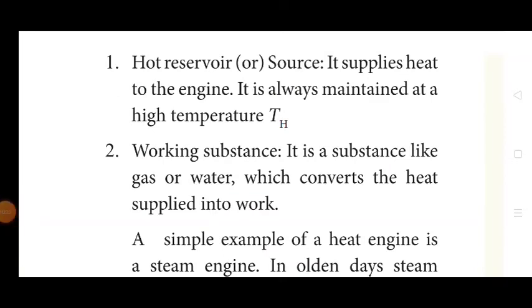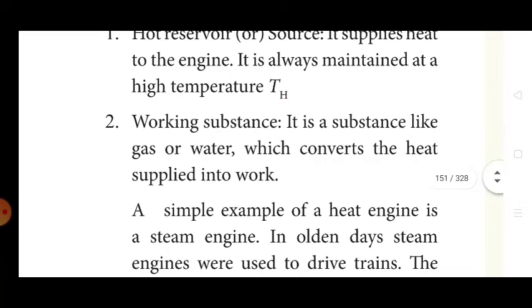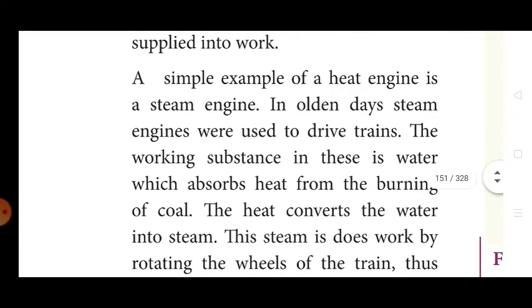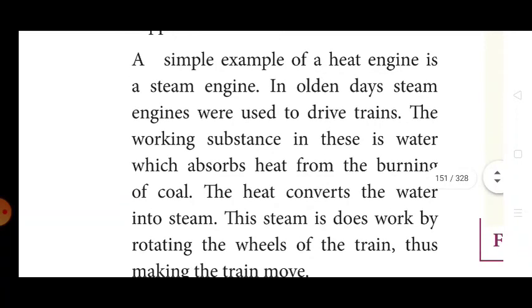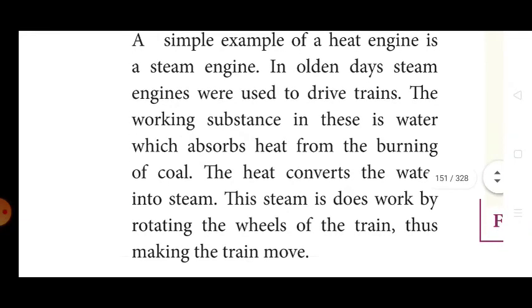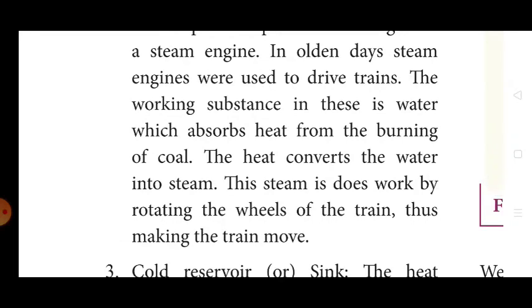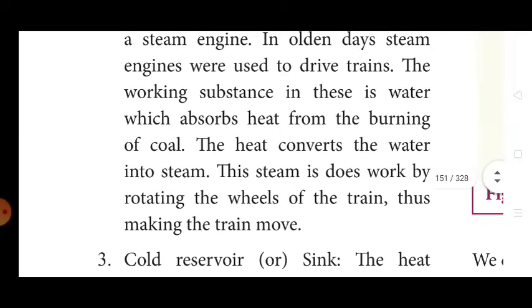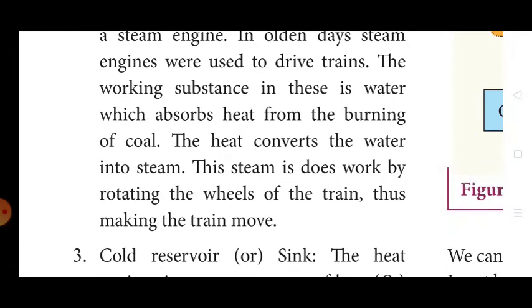It supplies heat to the engine. It is always maintained at a high temperature TH. 2. Working substance. It is a substance like gas or water which converts the heat supplied into work. A simple example of a heat engine is a steam engine. In olden days, steam engines were used to drive trains. The working substance in this is water, which absorbs heat from the burning of coal. The heat converts water into steam. This steam does work by rotating the wheels of the train, thus making the train move.